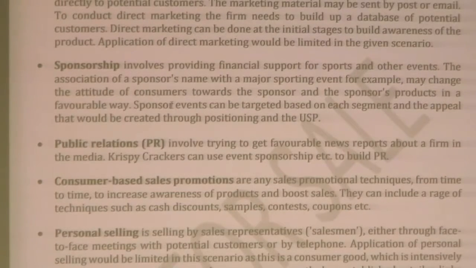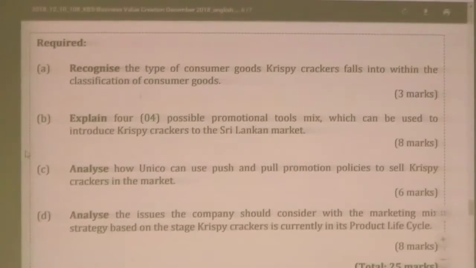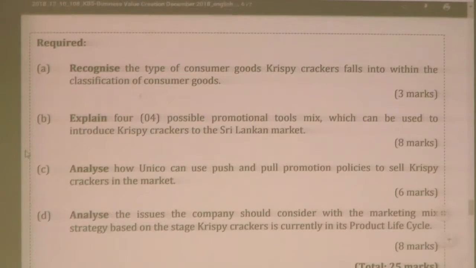Consumer based sales promotions. Many sales promotion techniques are used from time to time to increase the awareness of products. This can include a range of techniques such as cash discounts, samples, coupons, and the list goes on like that, guys. So I think this is very clear.